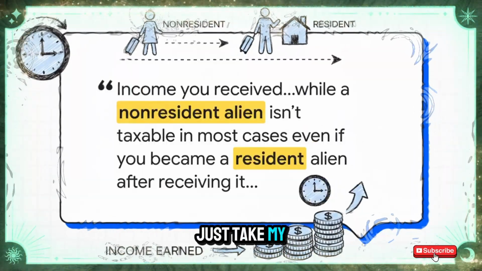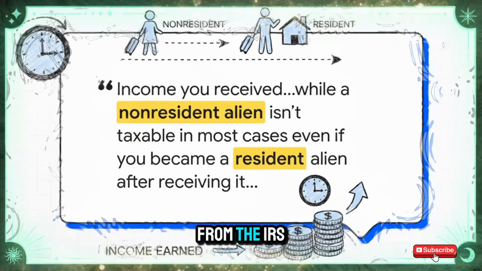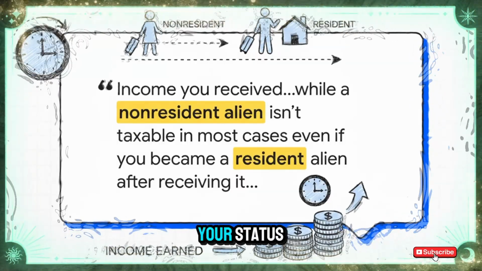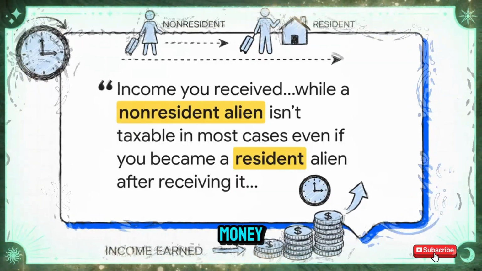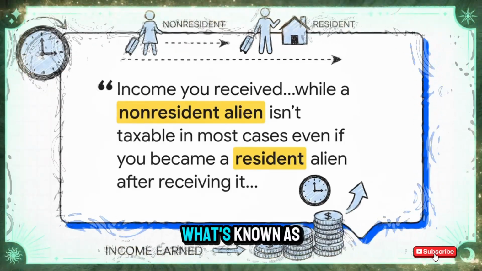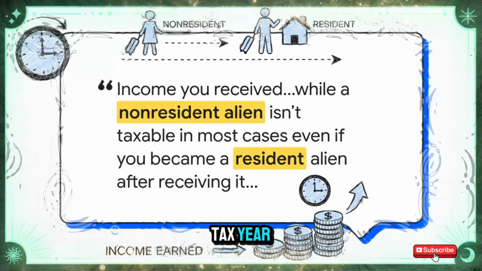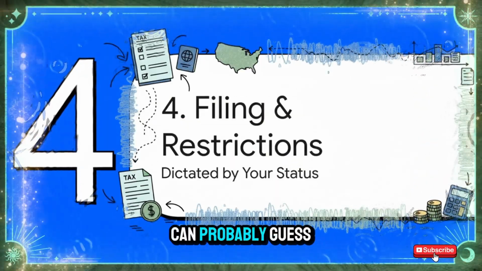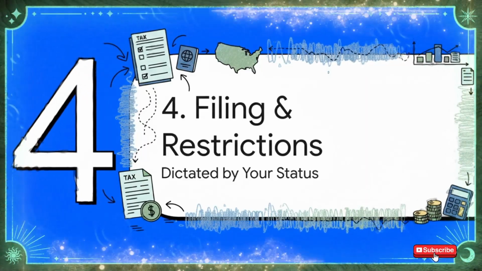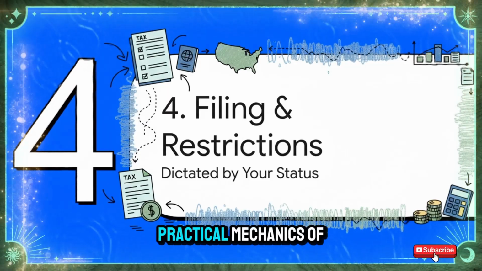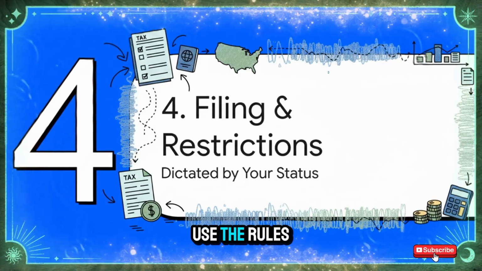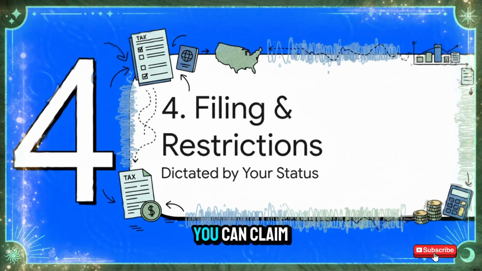And hey, don't just take my word for it. This is straight from the IRS. It highlights just how critical timing is. What matters is your status at the moment you earned the money. This is huge for anyone who changes their status partway through the year, what's known as a dual status tax year. So, as you can probably guess, this huge difference in what gets taxed creates a ripple effect. It completely changes the actual practical mechanics of how you file your tax return, the forms you use, the rules you follow, and the benefits you can claim.